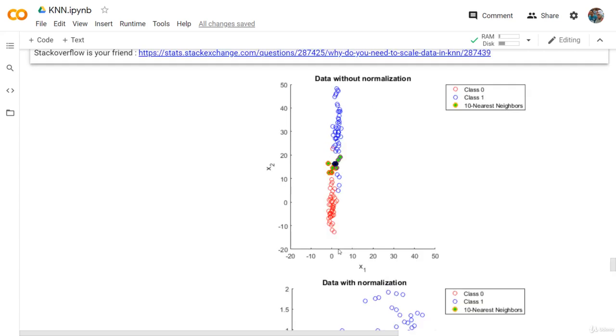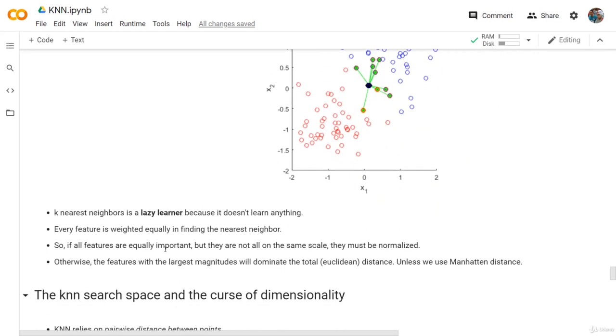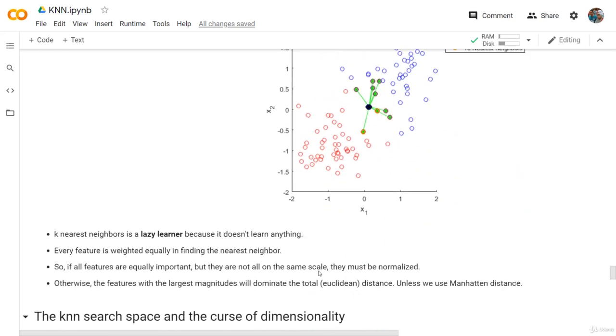So this feature will have the same weight as this feature. So if we have the range for this feature to be smaller than the range of this feature, then the weight for calculating the distance using this feature will be much smaller than the weight of this feature, right? So if all features are equally important, but they are not at the same scale, they must be normalized like this, right? Otherwise, the features with the largest magnitudes will dominate the total distance. Which distance? The Euclidean distance.